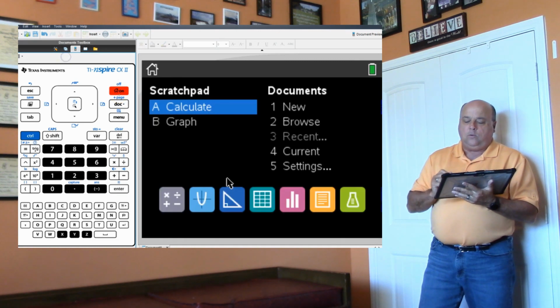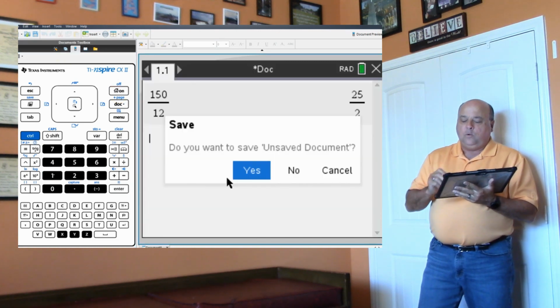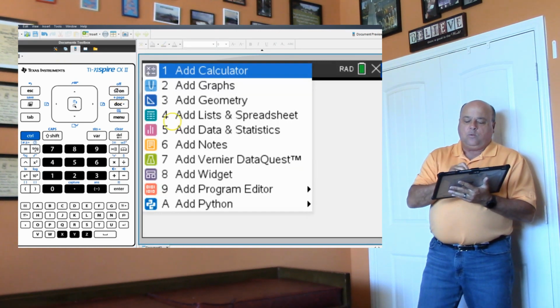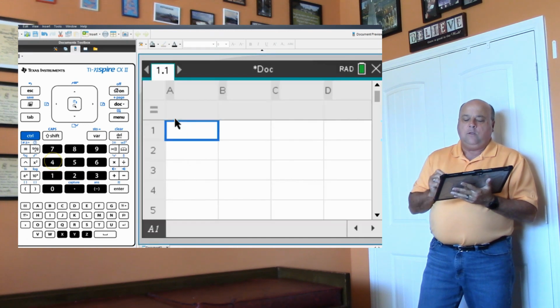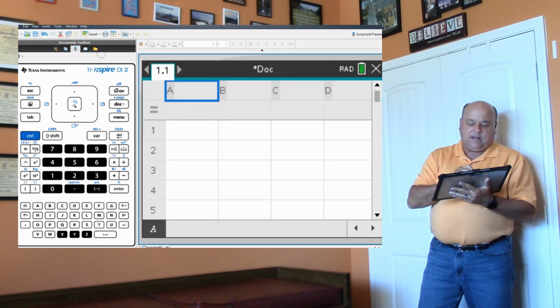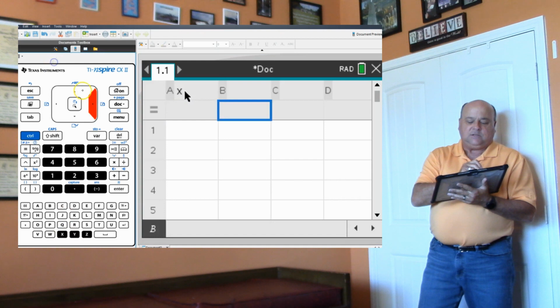We're going to hit home. We're going to click 1. We do not want to save anything. We're going to add a spreadsheet, 4. And then we need to put x and y at the top. Y'all are doing wonderful with this. Put x, y at the top.